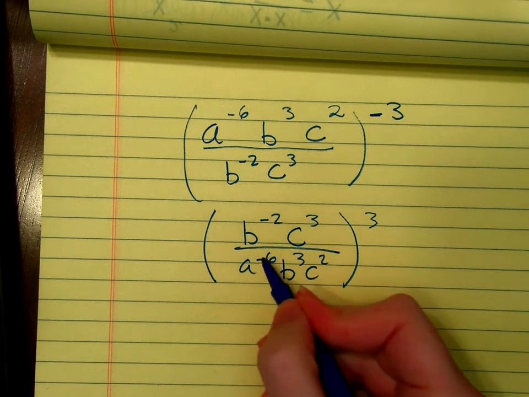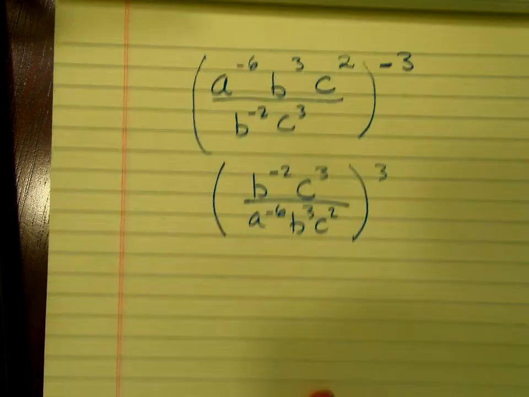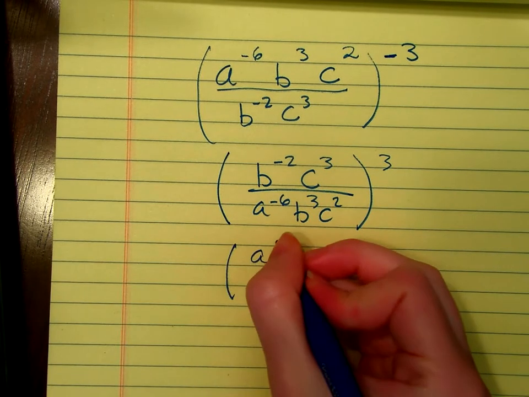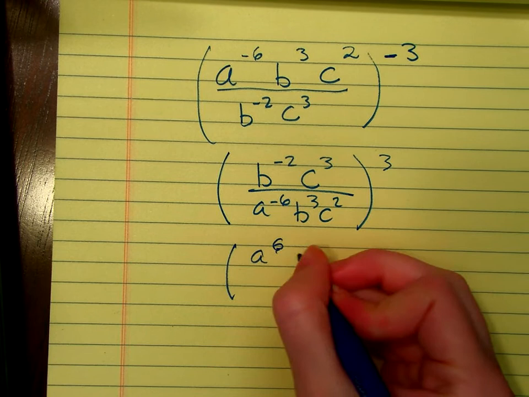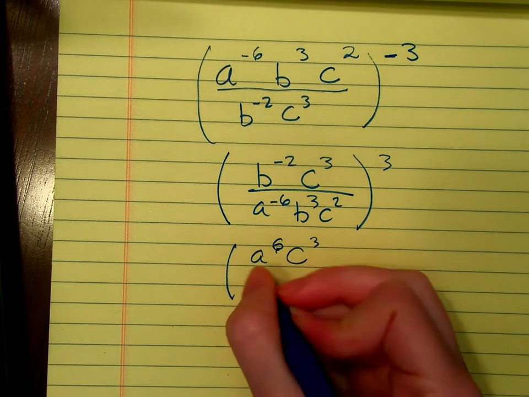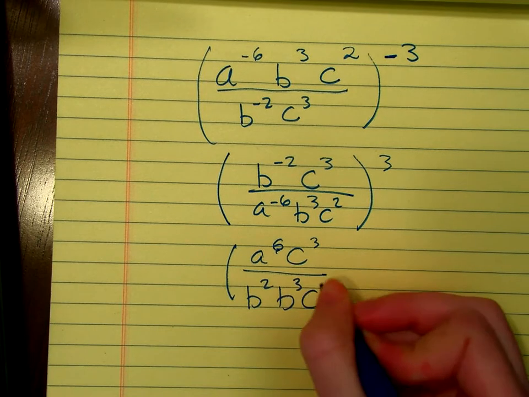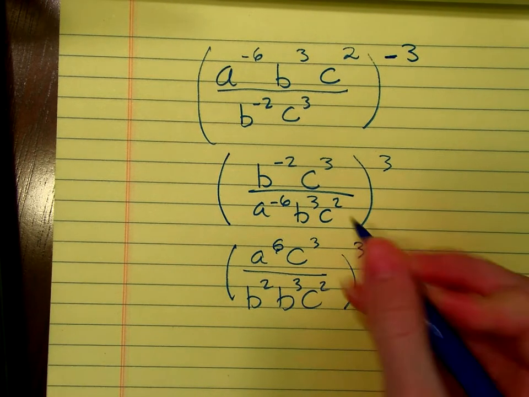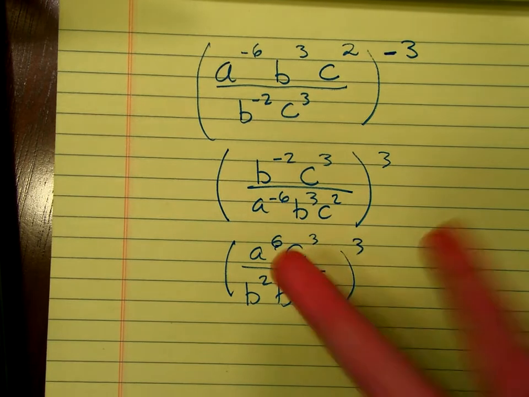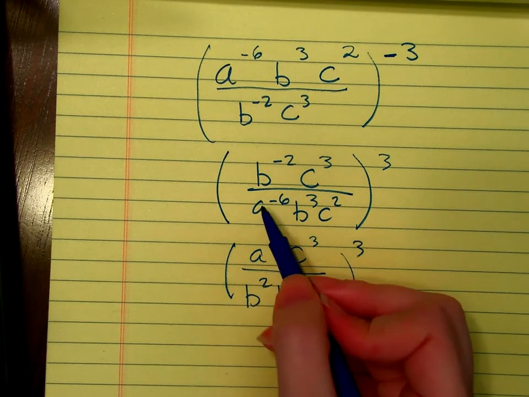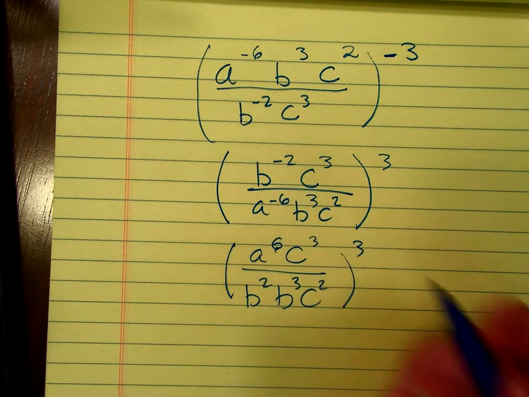Now I've still got some negative exponents, so let's flip those guys back around to get rid of the negative. So now I've got a to the 6th, c to the 3rd, all over b to the 2nd, b to the 3rd, c to the 2nd. Because everywhere I see a negative exponent, you flip it around on the fraction. If it's on top of the fraction, it goes to the bottom of the fraction. If it's on the bottom of the fraction, it goes to the top of the fraction.